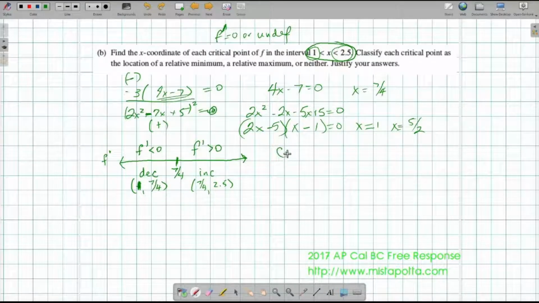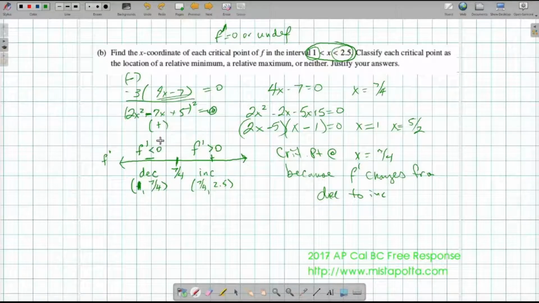So we have a critical point at x equals 7/4 because f prime changes from decreasing to increasing. Now keep in mind, notice I didn't just put a minus sign here and put a plus sign here and say that's my answer. I actually need to put all of these pieces down. I need to say what I know about the derivative, I need to say increasing or decreasing, and I need to specify the interval on which that's happening.